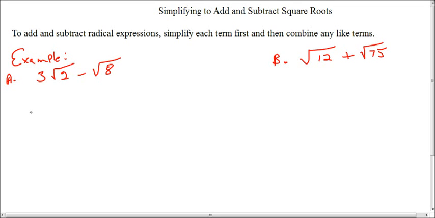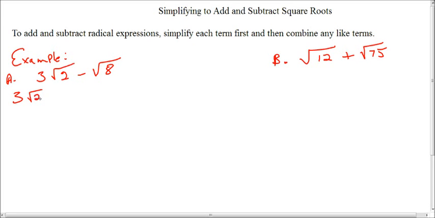So here we have 3 square root of 2 minus square root of 8. So when we take this into consideration, what can we do? If you look at the square root of 8, inside of this radicand we have a perfect square, which is 4 times the square root of 2. So let's just go ahead and rewrite it.